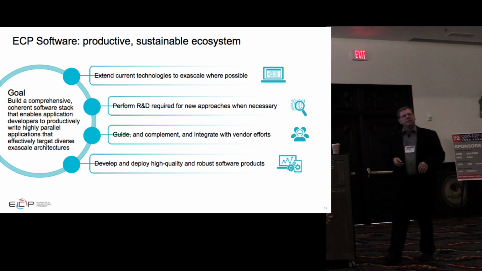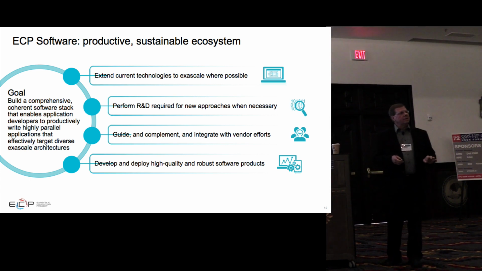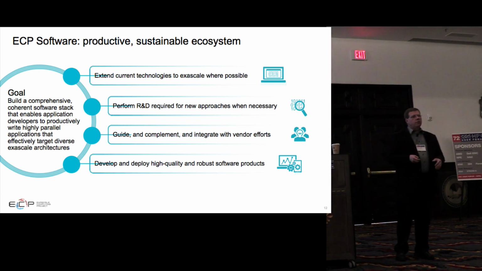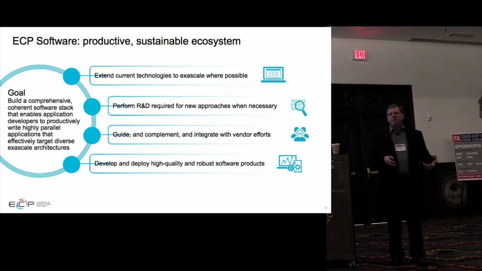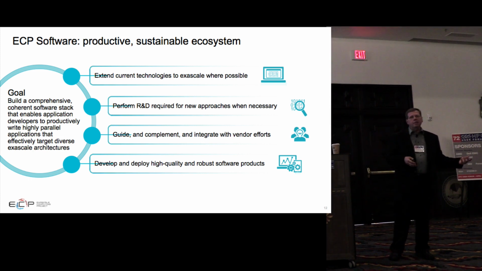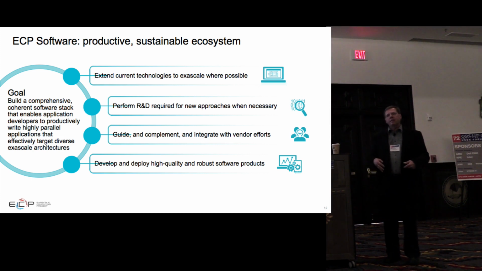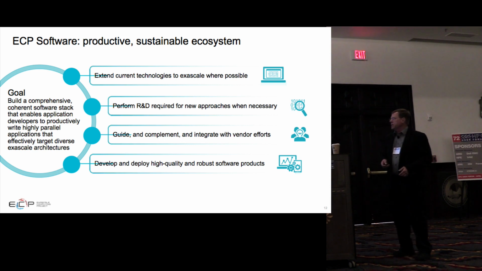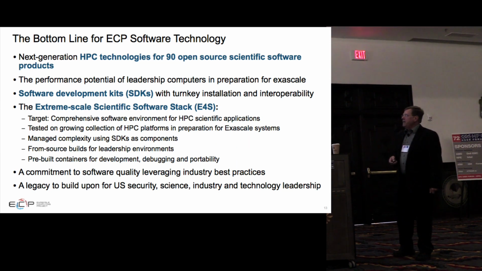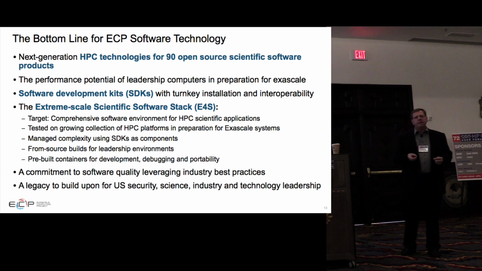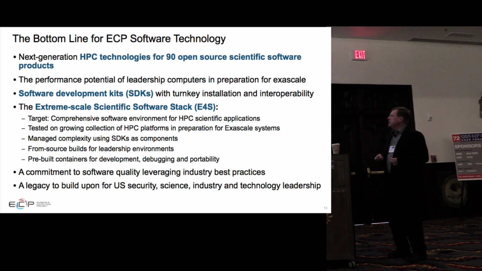And then also within ECP software technologies, we have an emphasis on software quality. We believe that there's an opportunity with mainstream industries and other software domains to learn from and leverage software practices that are going on in these other communities, and we can bring those in, adapt them, and adopt them into our own teams. The bottom line is we're doing roughly 90 open source scientific software products, bringing those forward to what we anticipate exascale platforms will need.